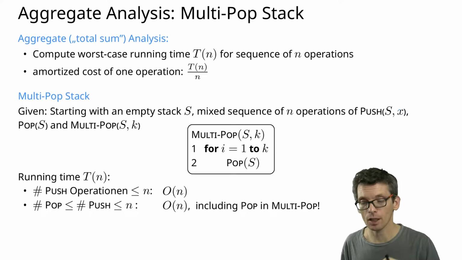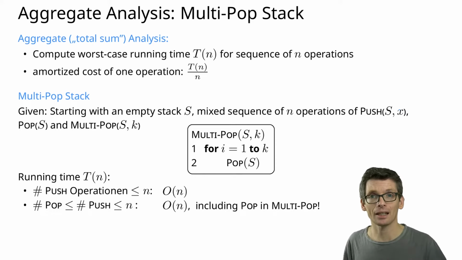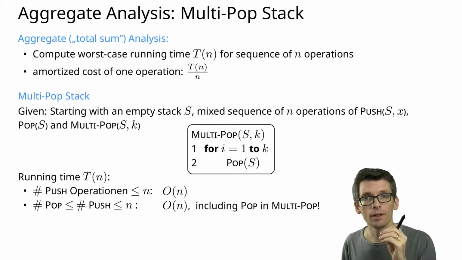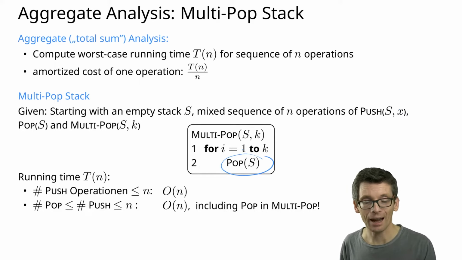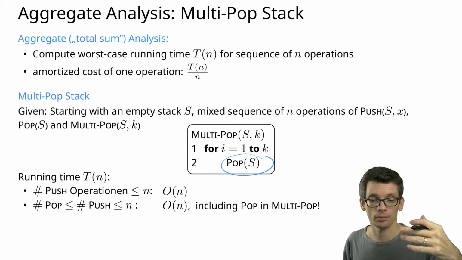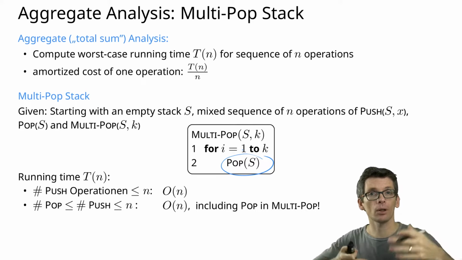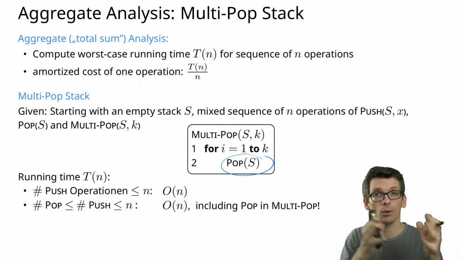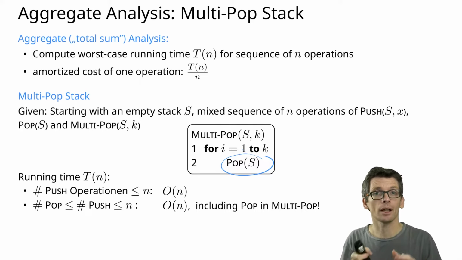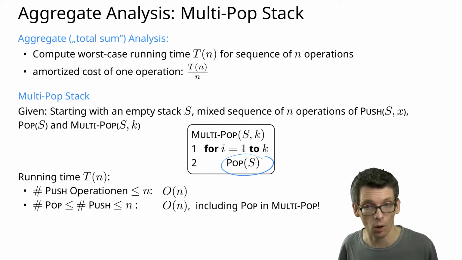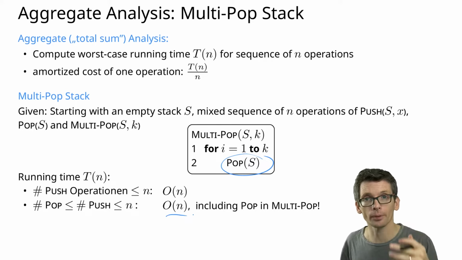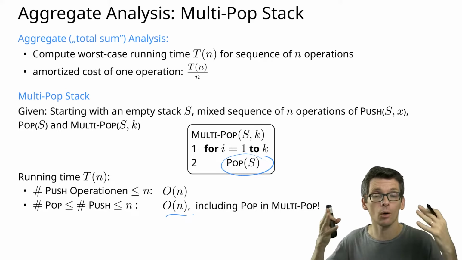But, and this is why we did this bound slightly differently than for the pushes, this analysis holds for all the pops, also the pops that happen within the multipop. Also a multipop can only pop if the element was previously pushed, and any element that is pushed can only be popped once, because then it's gone. So we get O of n including all pops of the multipop, so including in particular all multipops.